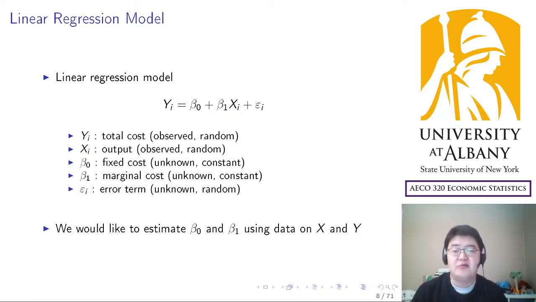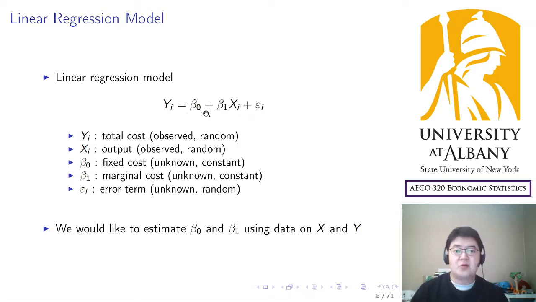Let's review what we have done. Remember, we considered the linear regression model given by this form. The left-hand side variable Y is determined by another variable X according to this equation: Beta 0 is the intercept, plus beta 1 times X, plus an error term epsilon. Here I consider the example of cost and output, cost and quantity. So Y is the total cost when you produce X amount of output.